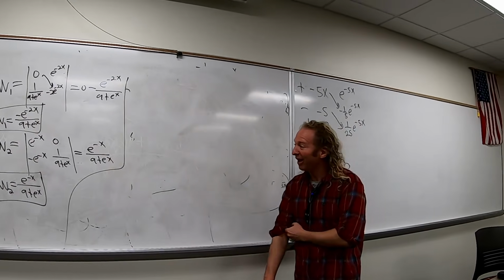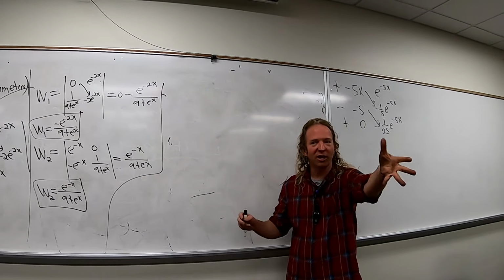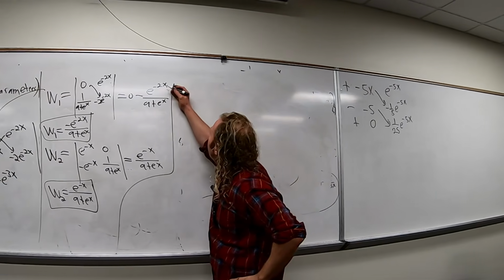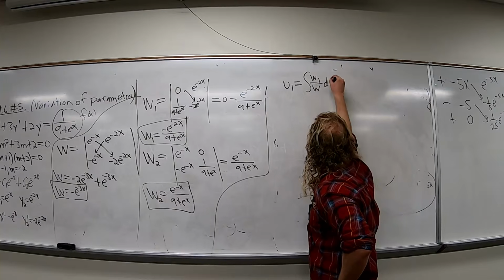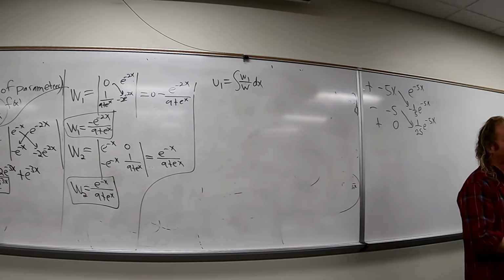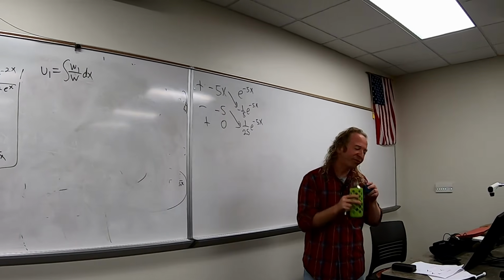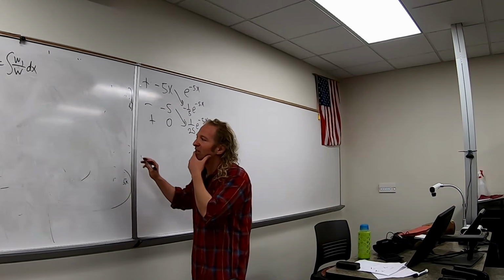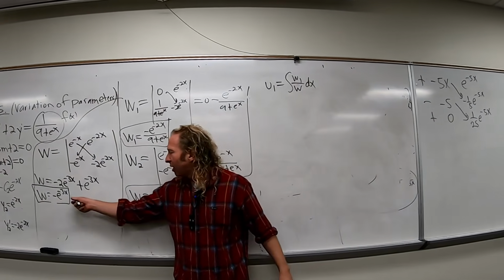You got this. Okay, what do we do next? Oh, we have to find the u's now, right? U1 and U2. So U1, it's the fun part. So U1 is W1 over W. So W is over here.